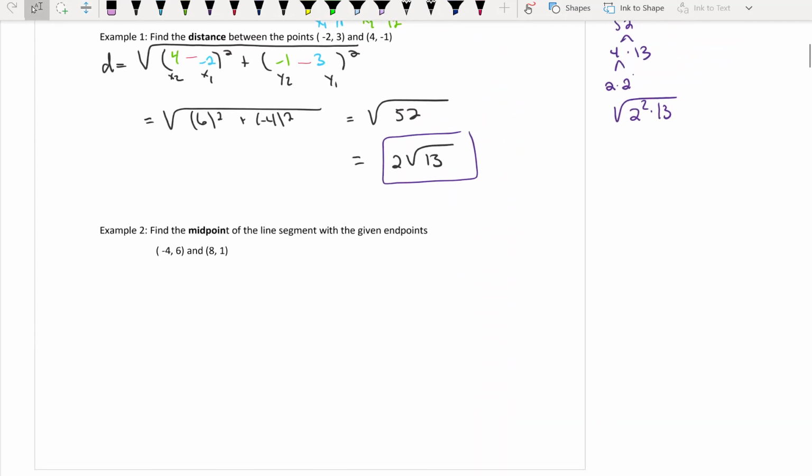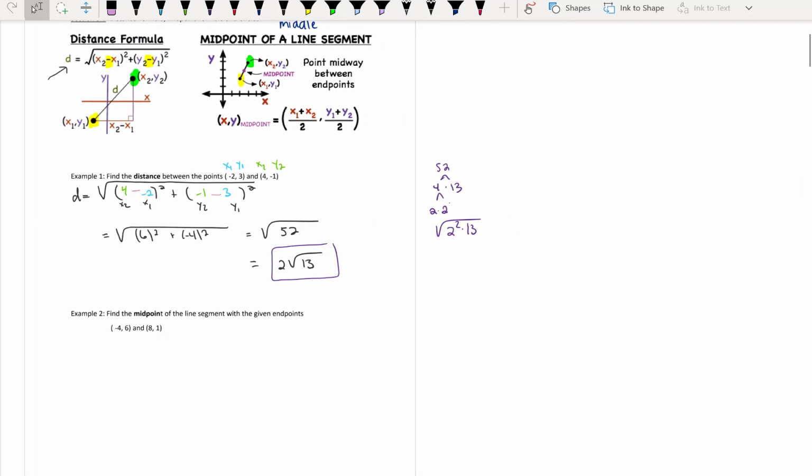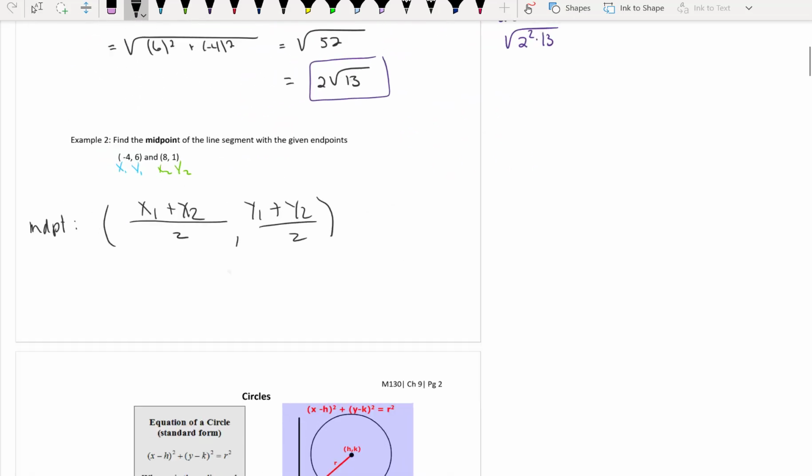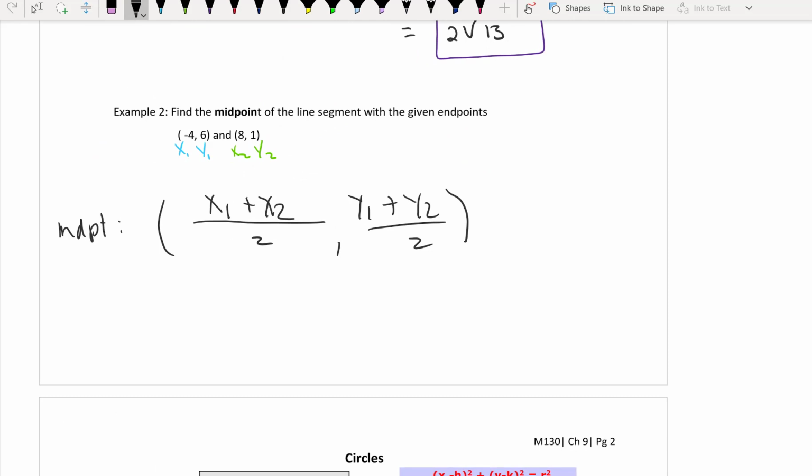Now for number 2, it says to find the midpoint formula. So if I'm trying to find the midpoint formula, now I'm looking at this equation. So I'm like, okay, well, I know that I have an x1 and a y1, and I also have an x2 and a y2. So my midpoint is an ordered pair. So I have my x1 plus my x2 and my y1 plus my y2. So it's the sum of adding these together, your x's and your y's, and dividing by 2.